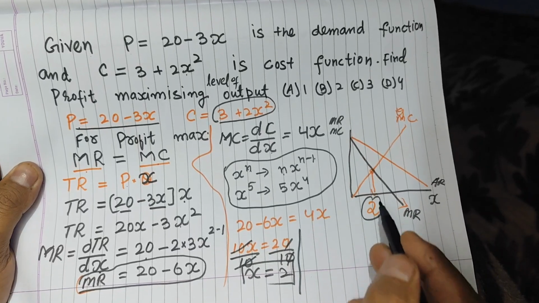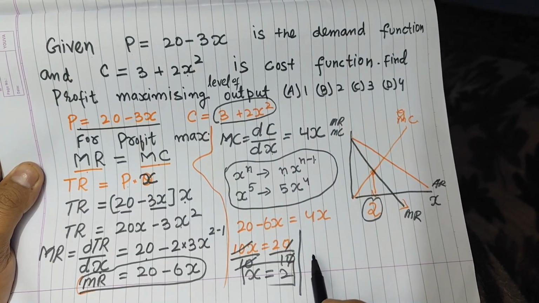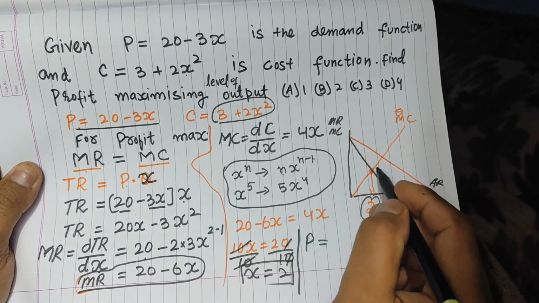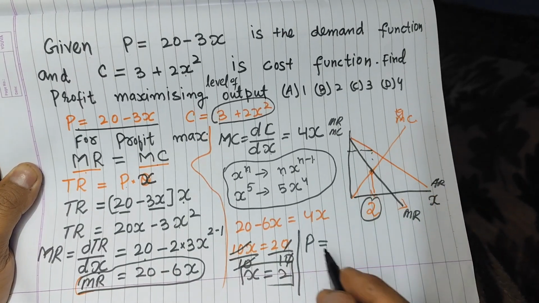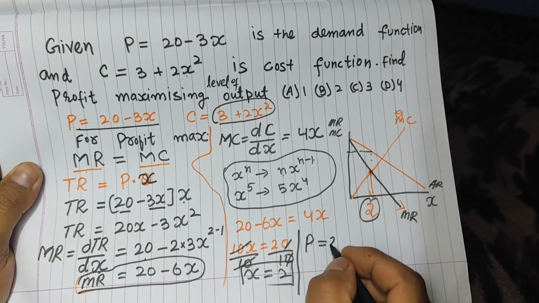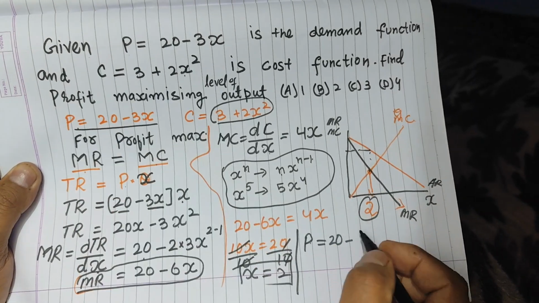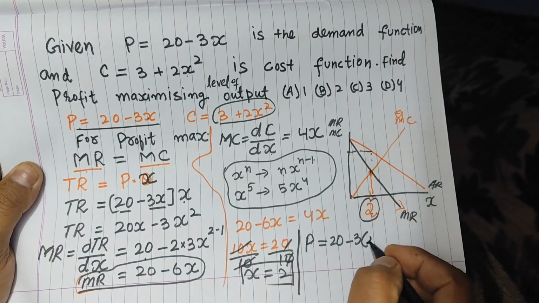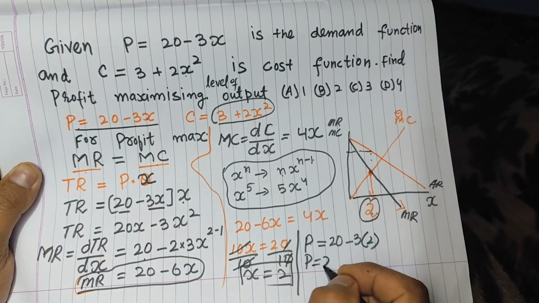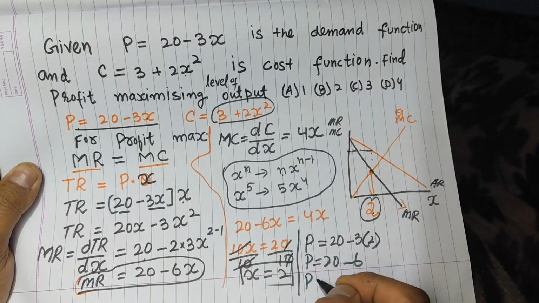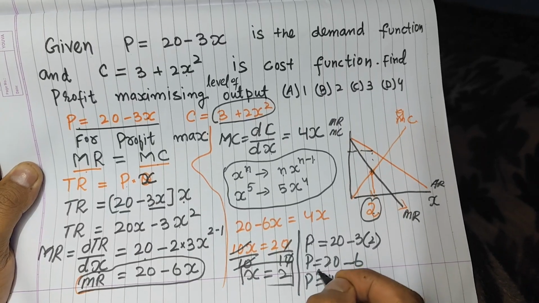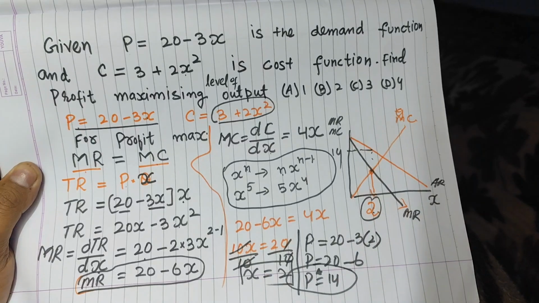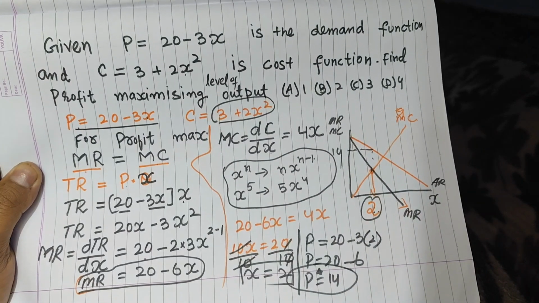Correspondingly, we can find out the profit maximizing price also here. So plug profit maximizing level of output into the inverse demand function, that will give us the corresponding price. So P will be equal to 20 minus 3 times the profit maximizing level of output, which is 2, so price will be equal to 20 minus 6, which will be equal to 14. So we got profit maximizing level of price is equal to 14 and profit maximizing level of output is 2.